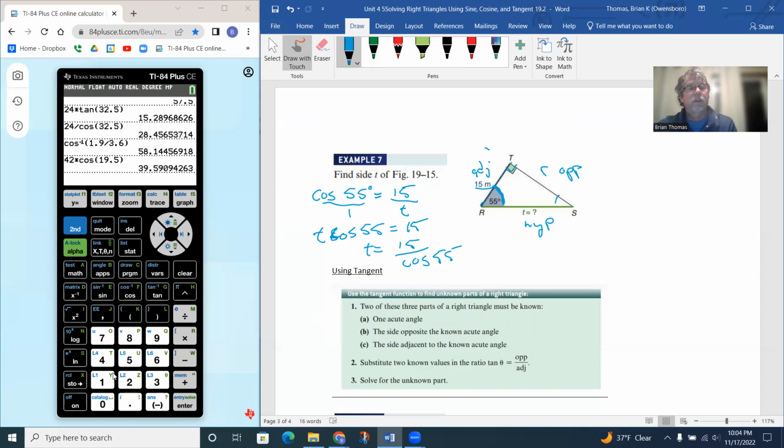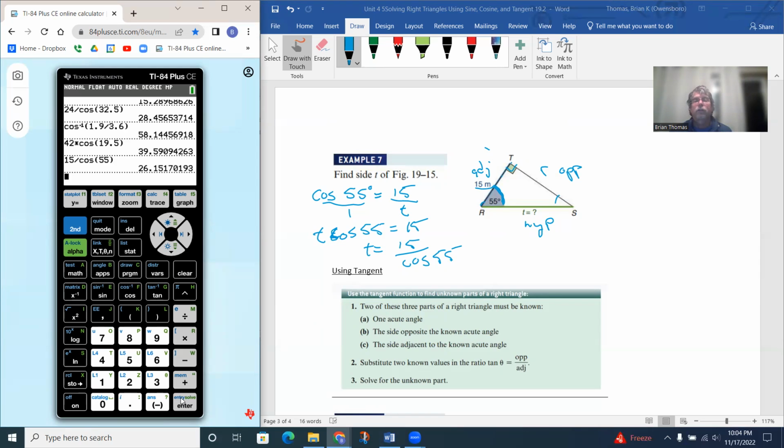So anyway, we end up with 15 divided by the cosine of 55, and that'll give us the length of t, which is 26, and this will be 26 meters. So again, since the adjacent was a whole number, I'm going to go ahead and round this to the nearest whole number as well, 26 meters.